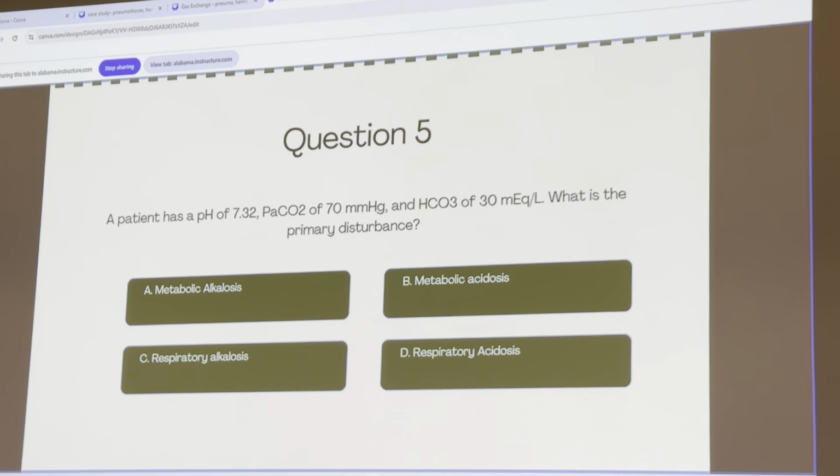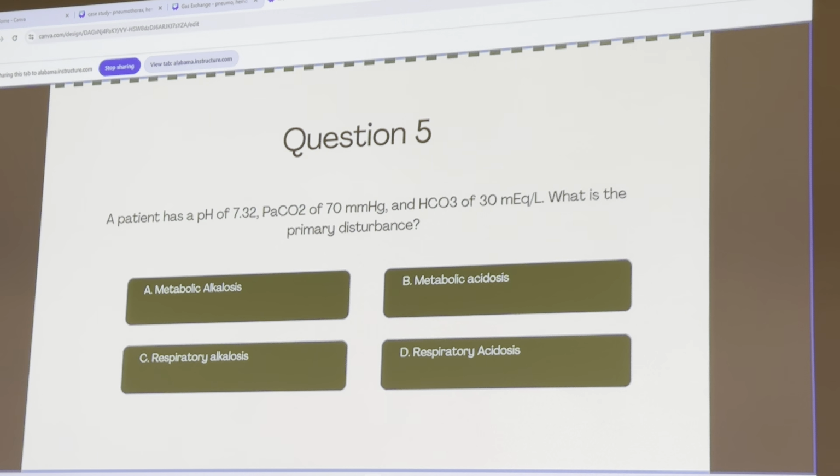All right, do I have to worry about compensation on this one? No, because it's not in any of the answer choices, right? So don't worry about compensation, all right? If I don't ask for compensation in the answer choices, don't worry about it. Just do what the blood gas says, okay?